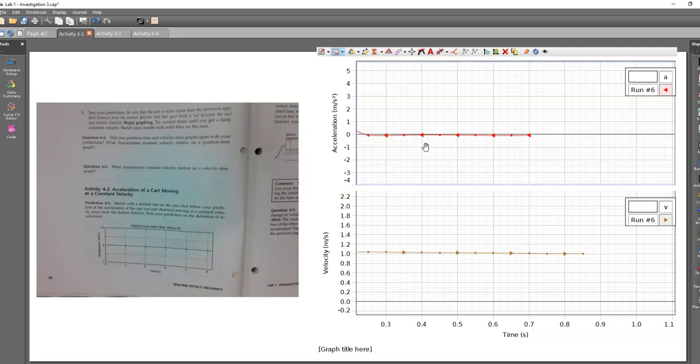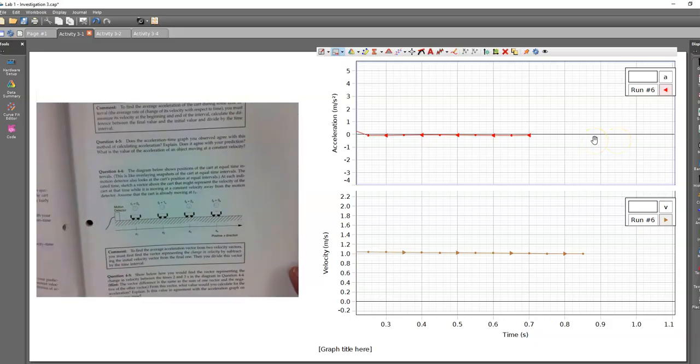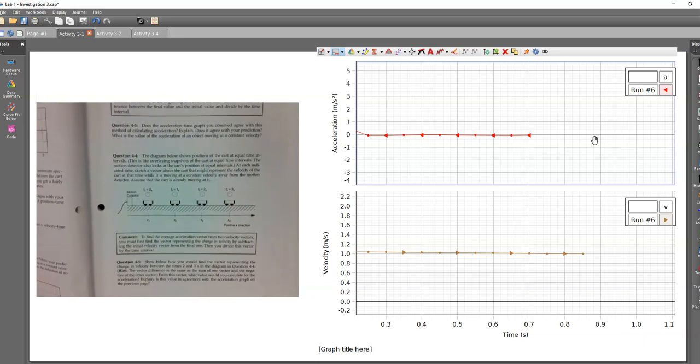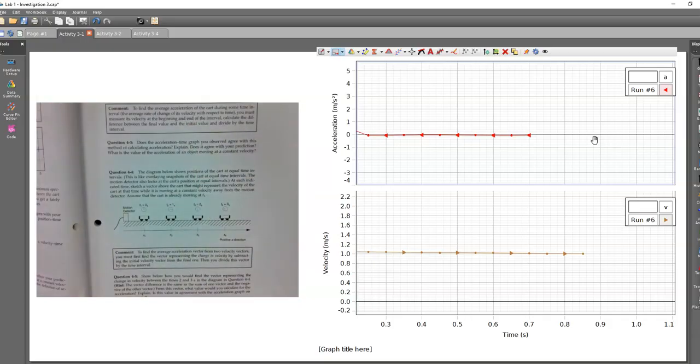Okay, so look at that acceleration graph. What does it look like? Does that match your prediction? Okay, so as you can see, it's 0 there. Now, question 4-3, does the acceleration-time graph you observed agree with the method of calculating acceleration? And the answer is yes. Because in the comment it says if you use the slope of the velocity graph, you can find the acceleration.